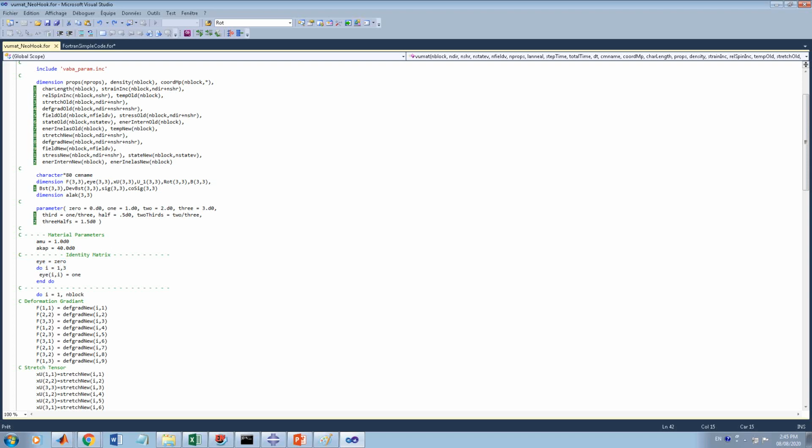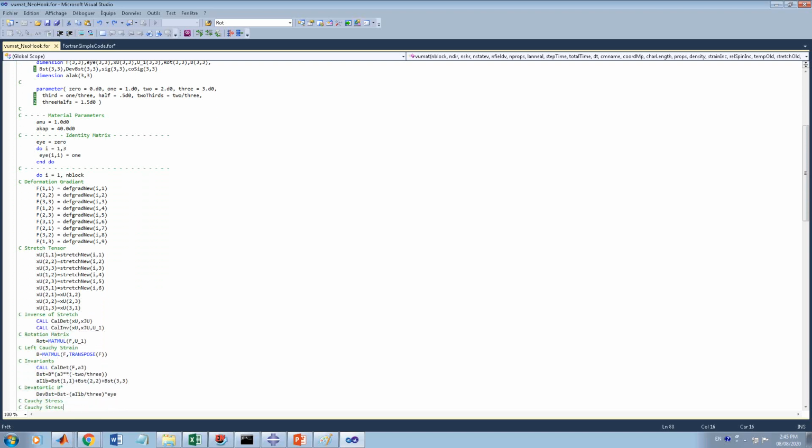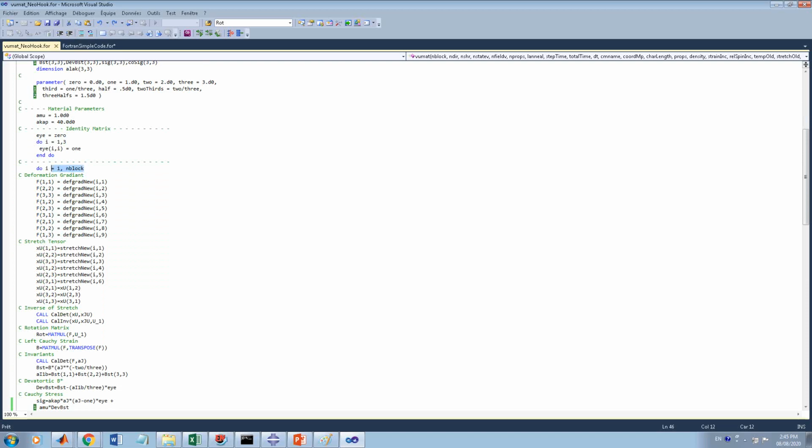So for 1, 2, 3, I should put 1, and 1 I have defined it here. It's 1.D0. So as I mentioned, you should go to the 1 to n block. What it means is that you have all the information at the same time. For example, if you go to the deformation gradient, you have 9 elements. But for each integration point at the ith column, the column number I, you have to look into it and get your deformation gradient.